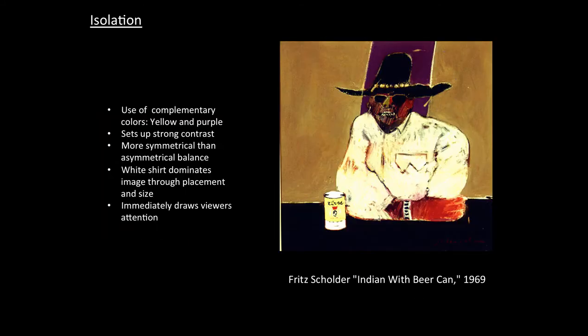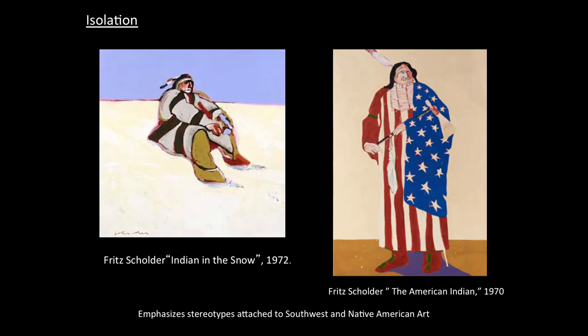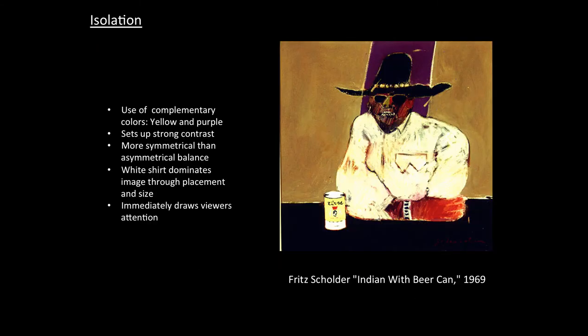Another one of Scholder's examples of American Indians is called Indian with a Beer Can. This one is somewhat different. This one we saw really little or no background. This one he's broken up the background with those complementary colors. The purple and then that ochre, I'm going to call that a yellow. Of course, those are complementary colors.